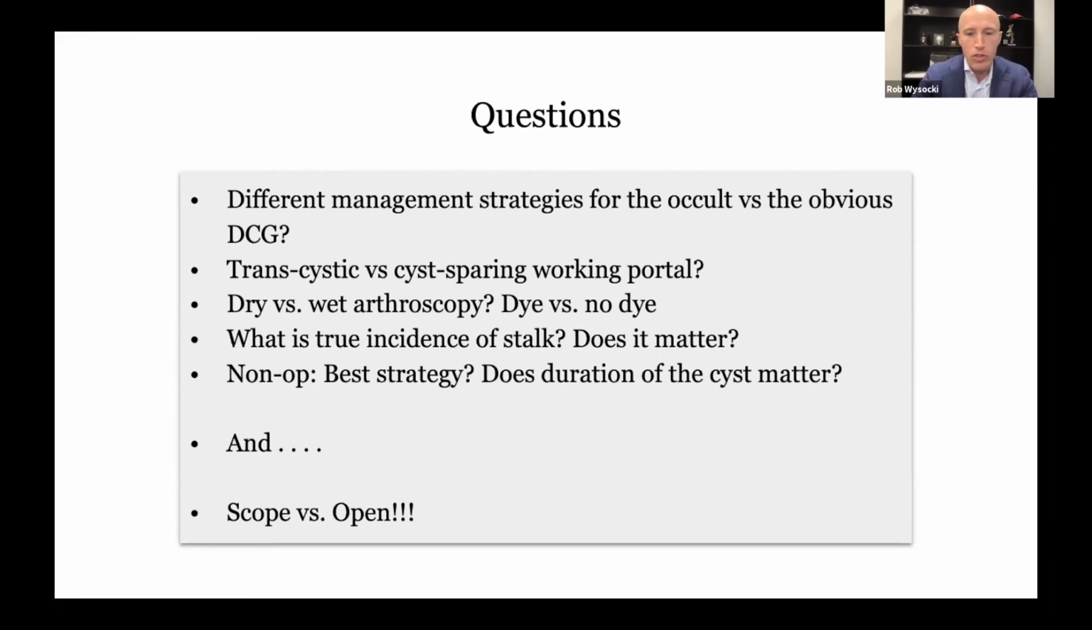Another question, the trans-cystic versus cyst sparing. I have tended to use the cyst sparing, but I'm kind of intrigued to know if others have tried trans-cystic. Dry versus wet arthroscopy. I use wet arthroscopy here. I don't know if others have pearls to offer. I do think that the dye technique is quite nice, and if you haven't tried it, I would recommend considering it. What is the true incidence of a stalk, and does it matter? It probably doesn't. When you look at the studies, the recurrence rates were uniformly pretty low despite whether a stalk was seen.